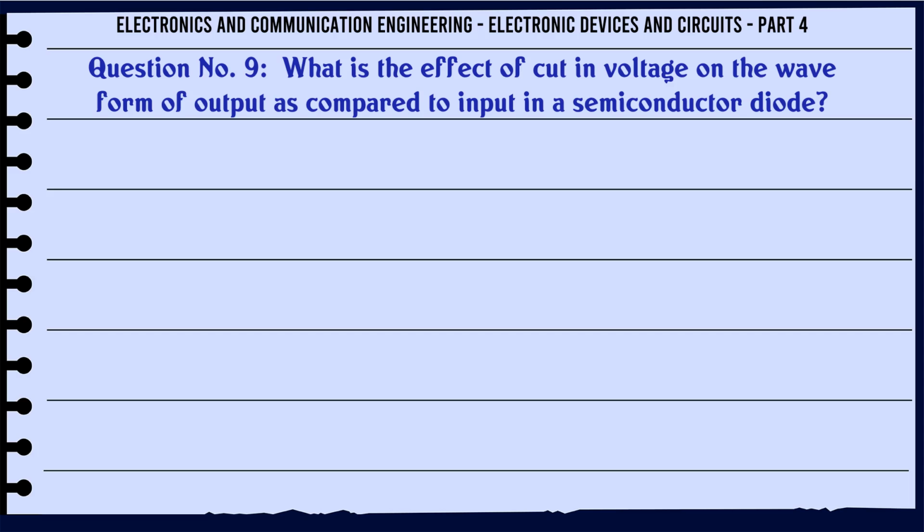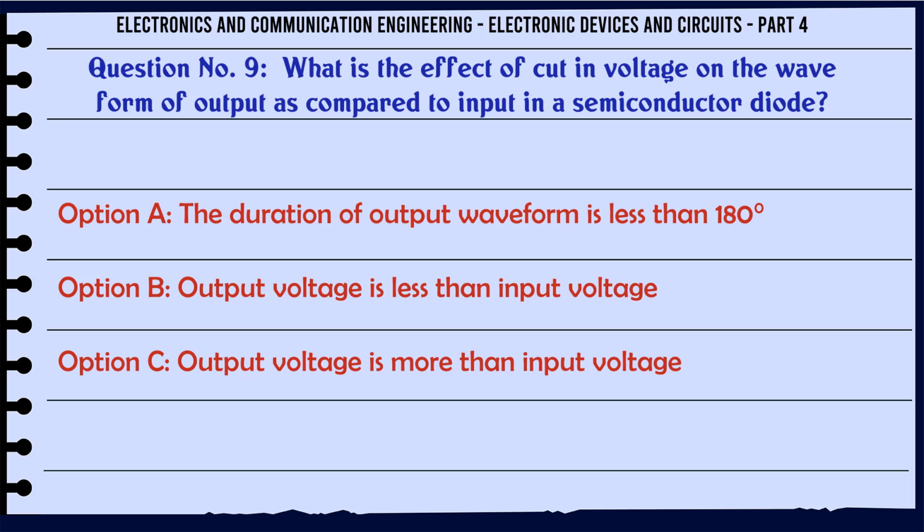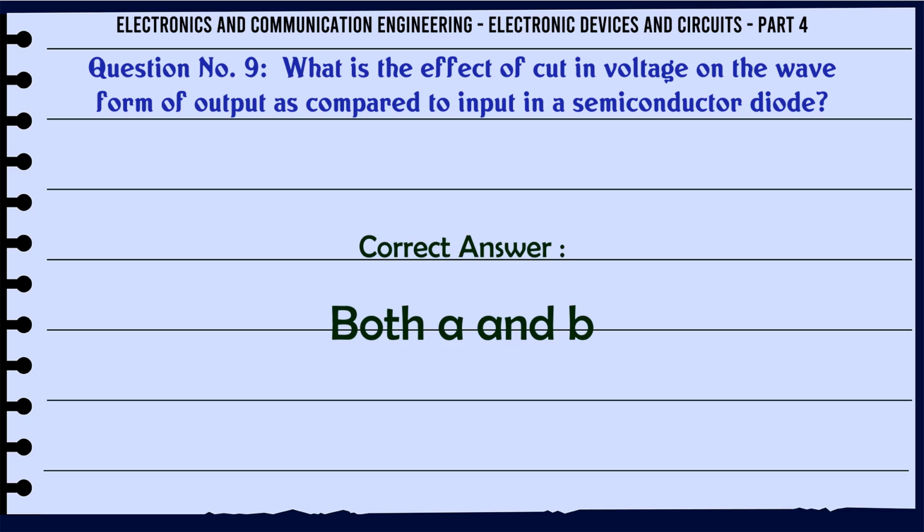What is the effect of cut-in voltage on the waveform of output as compared to input in a semiconductor diode? A. The duration of output waveform is less than 180 degrees. B. Output voltage is less than input voltage. C. Output voltage is more than input voltage. D. Both A and B. The correct answer is both A and B.